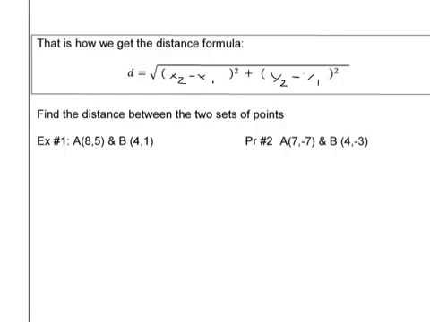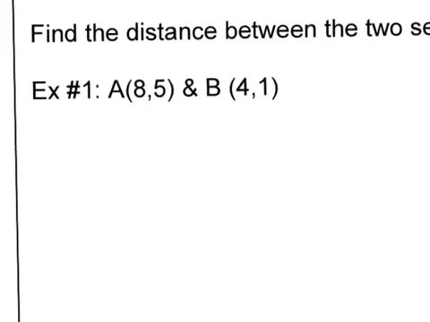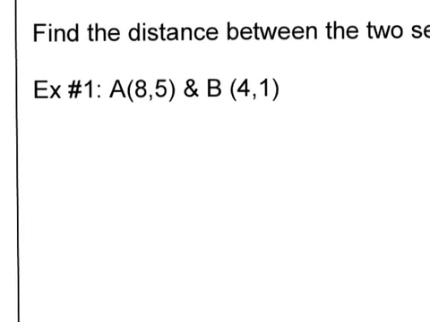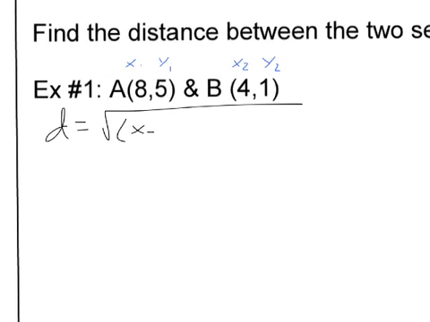All right, so the last thing we're going to do here is practice using the distance formula. So what I like to do is label things right away. So let's call this x1, y1, x2, y2. Okay. Well, now that we have things labeled, my 8 is x1, 5 is y1, and 4 is x2, 1 is y2, we can plug it into that formula. So let's just rewrite the whole formula. D equals the square root of x2 minus x1 squared plus y2 minus y1 squared.